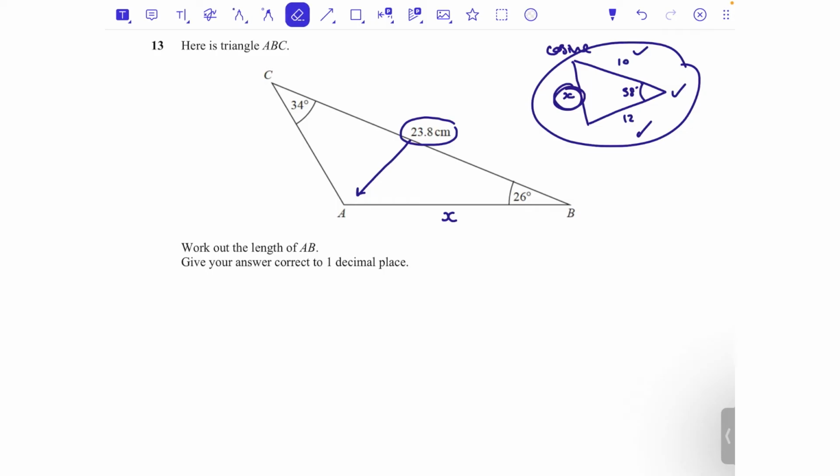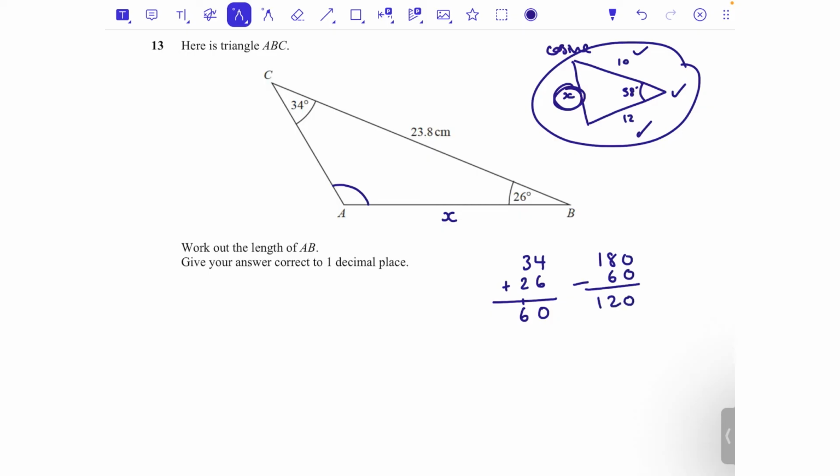Well, it looks a bit difficult because they've not given you that angle, but they've given me the other two. So we can use the fact that angles in a triangle add up to 180 to get this missing angle here. So let's get that first. I'm going to do 34 add 26, which is 60. So those two make 60 degrees, which means 180, take away 60, I'm left with 120 degrees here. And I now have a pair. So I know that 23.8 and 120 degrees are a pair.